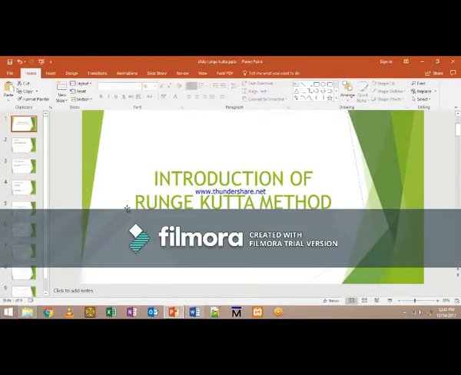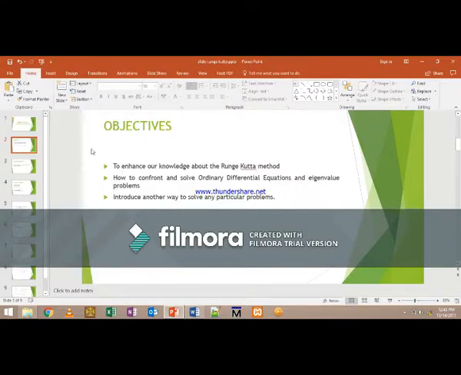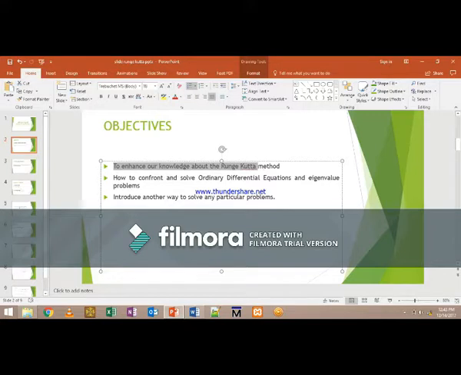Hi, we would like to show you guys what we have understood about the Runge method. Before we go any further, I would like to state the objectives of this project, which is to enhance our knowledge about the Runge method and how to confront and solve ordinary differential equations, which is the ODE, and eigenvalue problems. Other than that, this method introduces another way to solve any particular problems.